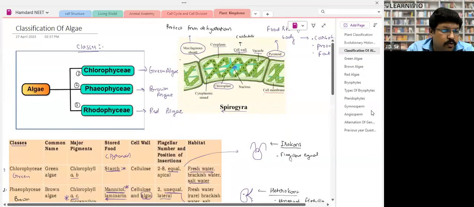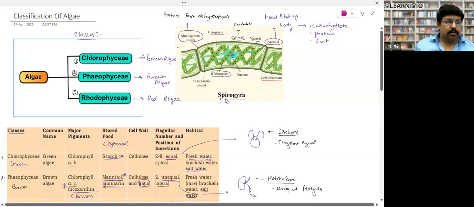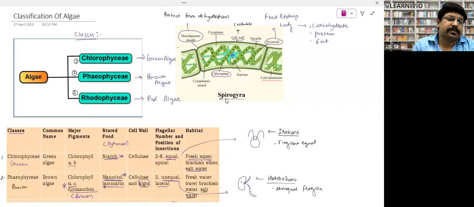Now here I think you need to write it down again. The algae have been divided into three classes: chlorophyceae, phaeophyceae, and rhodophyceae, on the basis of pigment or their color. Chlorophyceae is called green algae, phaeophyceae is called brown algae, rhodophyceae is called red algae. Right. And for the sake of example of algae, we have taken the example of Spirogyra. You can see this is the Spirogyra, right?